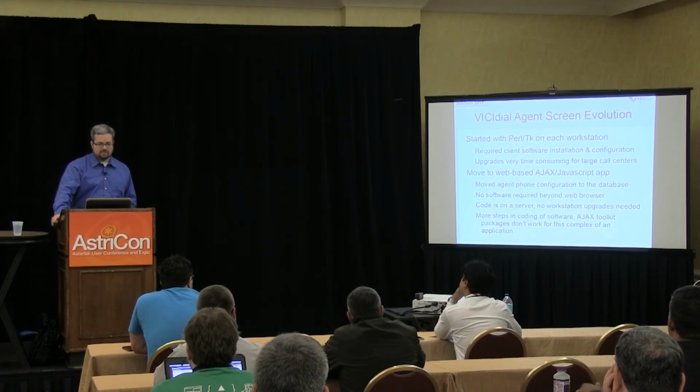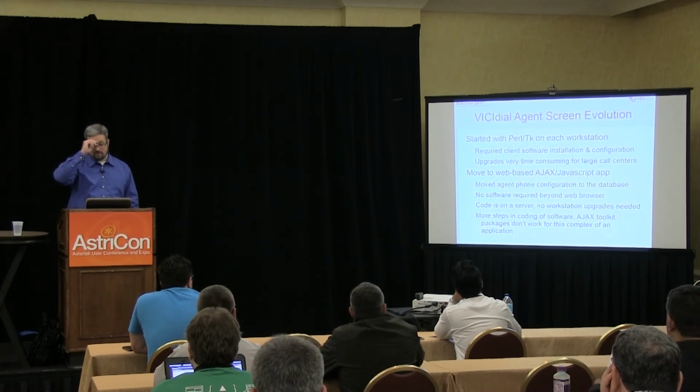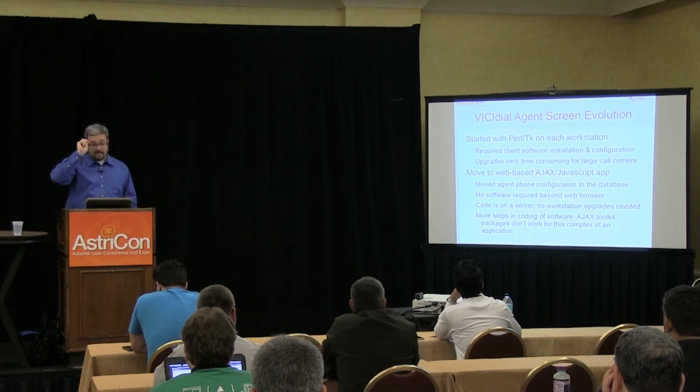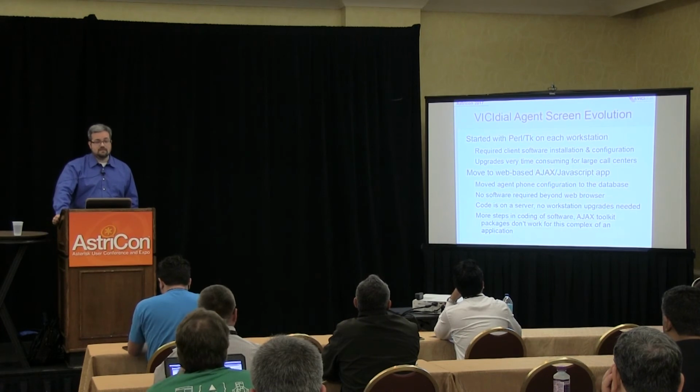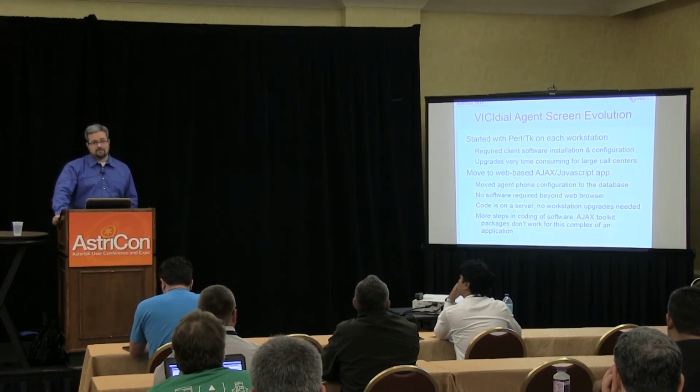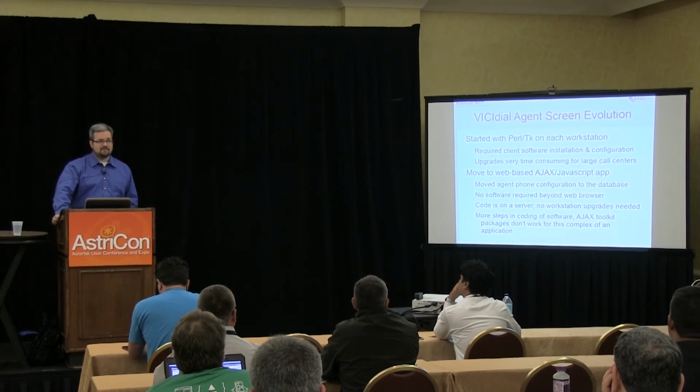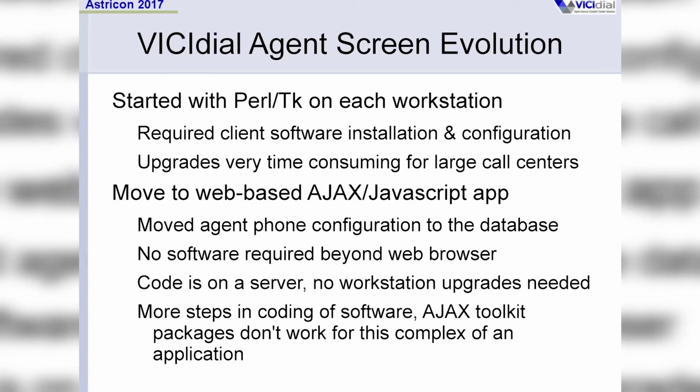I kind of touched on this before, the VICIdial agent screen evolution. We started with Perl TK. It required you to go to every workstation, install Perl, install the VICIdial application, manually configure a text file, and then test it to make sure it worked. It was very time consuming. Every time you had any kind of minor upgrade, you had to copy all the VICIdial files back over to every workstation.